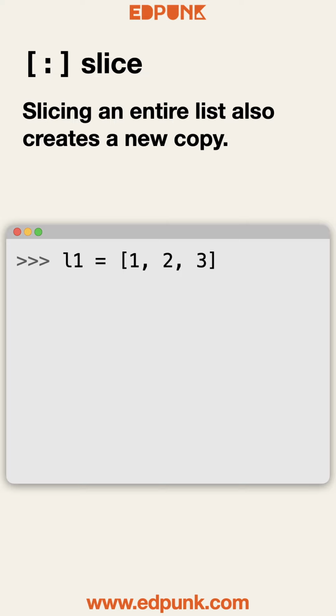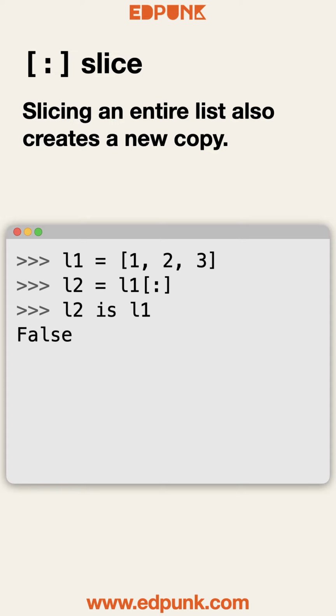Now, let us create a copy of L1 and assign it to L2 by executing L2 = L1[:]. Quickly verify if L2 points to the same object as L1 by executing L2 is L1. The value returned is False, which verifies both L1 and L2 reference different objects.